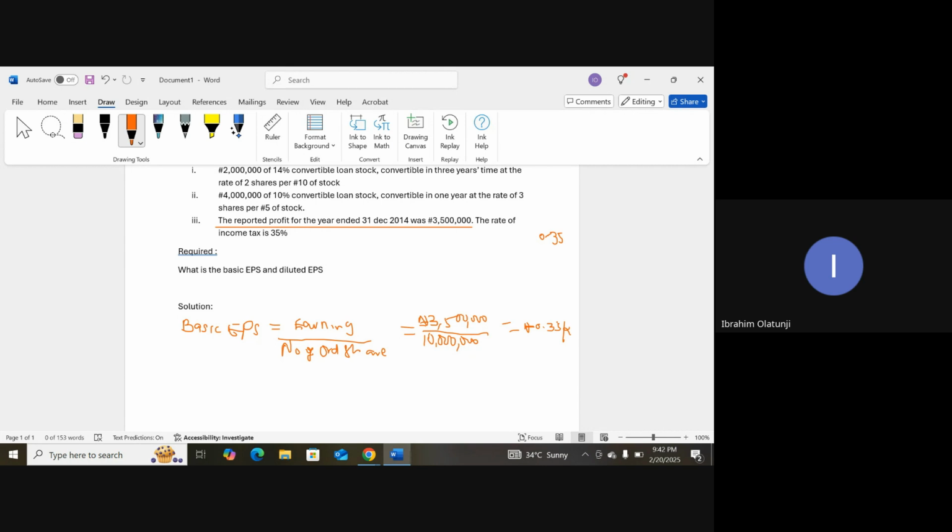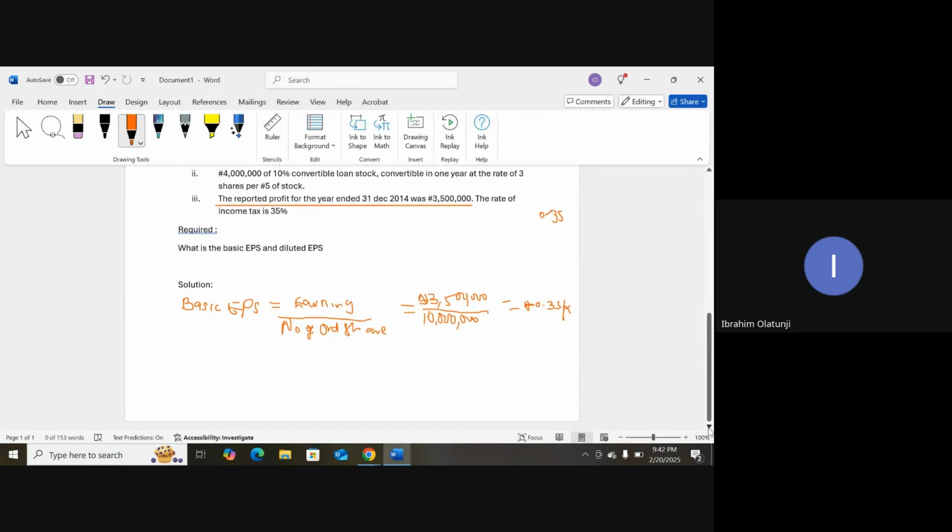Is it clear? Yes. So 35 kobo, which is 0.35.